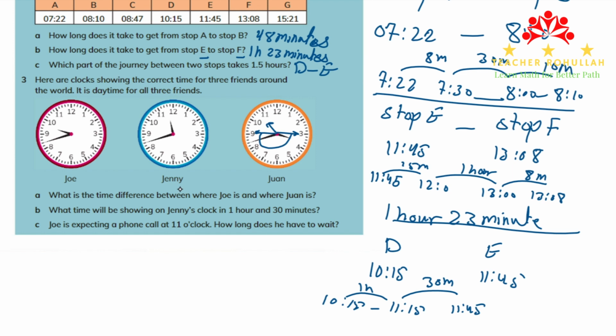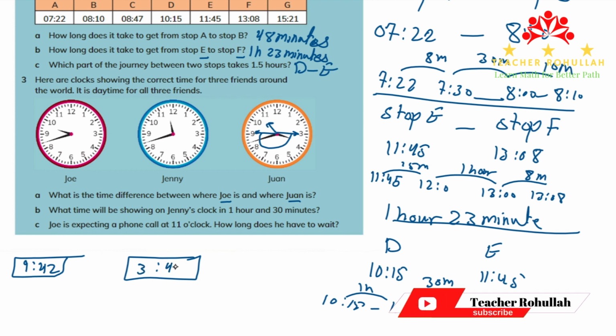We have Joe, we have Jenny, and we have Yuan. Question A says, what is the time difference between where Joe and where Yuan is? To show the time where Joe is, I will use a digital clock. The clock shows that where Joe is, the time is 9:42. In the place where Yuan is, the time is 3:42.